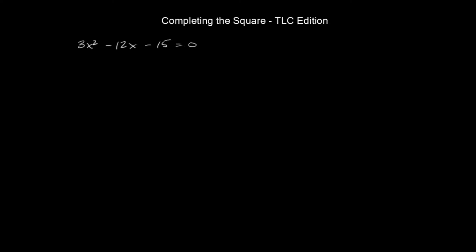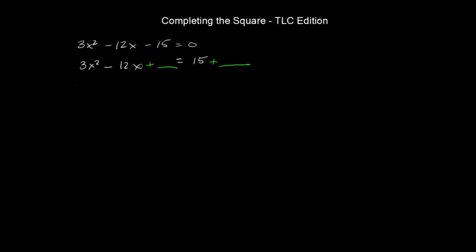So the first thing we're going to do is do the same thing where we move the constant over to the other side. In this case, I have a negative 15, and when I move it over, it will be a positive 15. And then I just copy everything else down. So 3x squared minus 12x. Now, what I'm going to do is add my plus blanks right here.